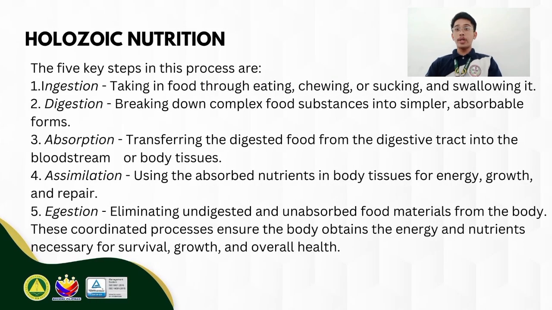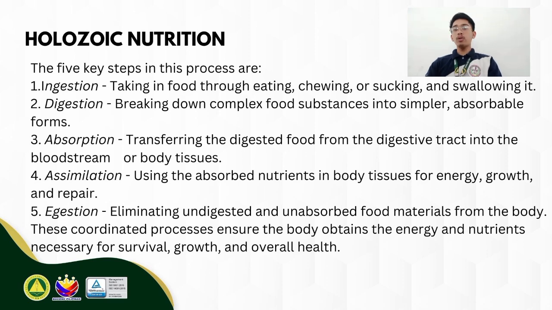Holozoic nutrition has five key steps. So here are the five key steps and the processes. First is the ingestion. This is taking in food through eating, chewing, or sucking and swallowing it. The second one is the digestion. This is the breaking down of complex food substances into simpler and absorbable forms. The third one is the absorption. It is the transferring of the digested food from the digestive tract into the bloodstream or body tissues.